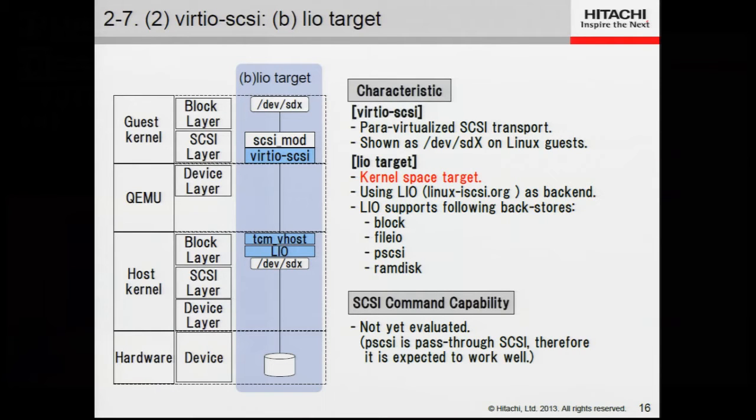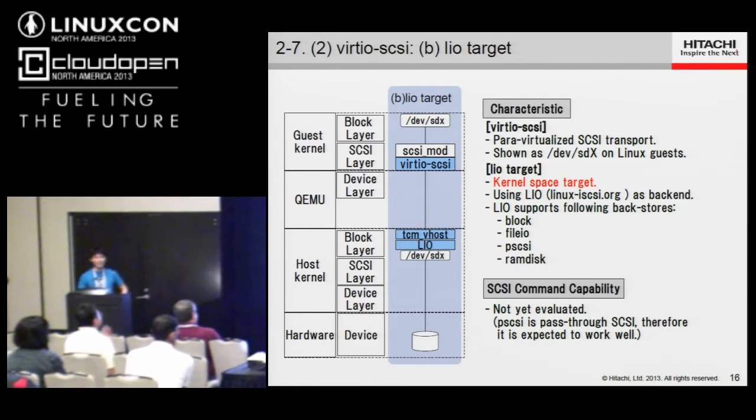The second configuration for virtio-scsi is LIO target. The characteristic of virtio-scsi is the same as the QEMU target, and the difference is that LIO target works as a kernel space target. And it uses LIO as backend. LIO supports the following backstores: block, fileio, pscsi, and RAM disk.